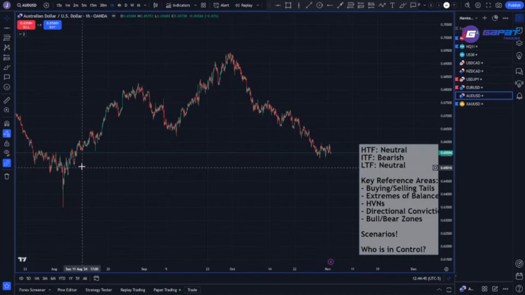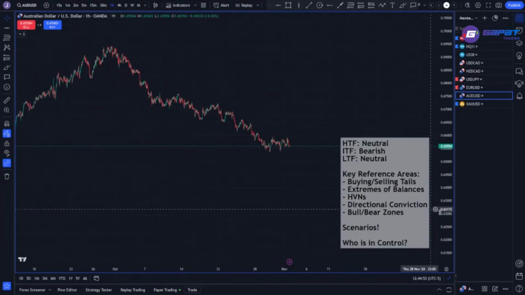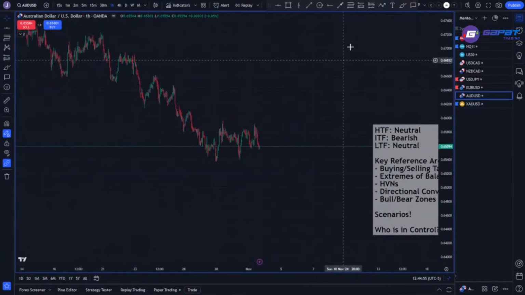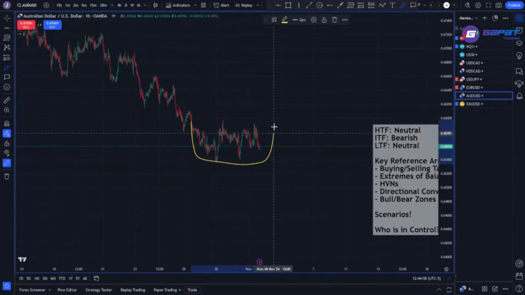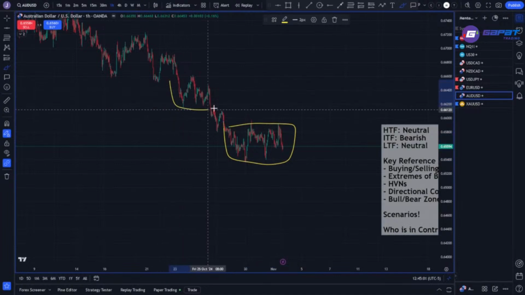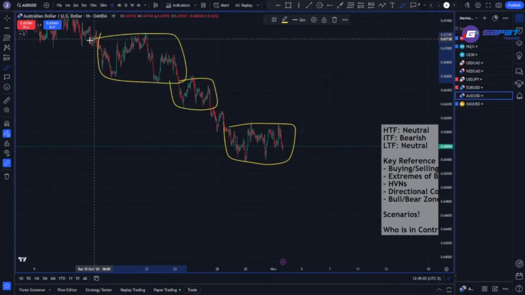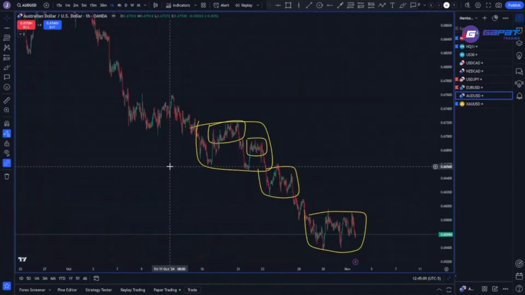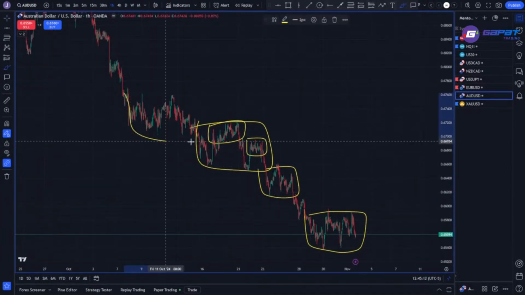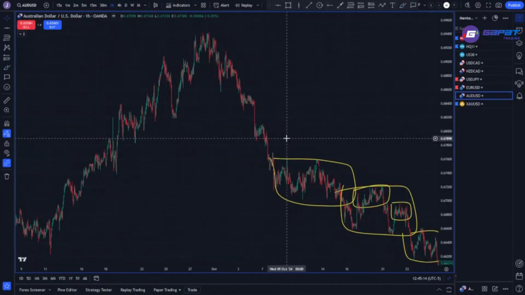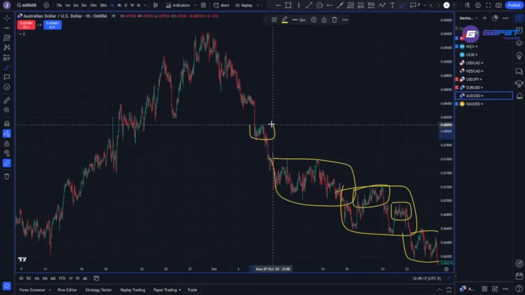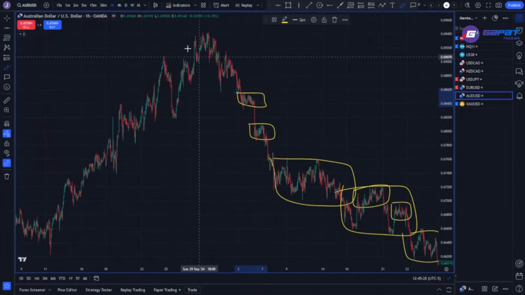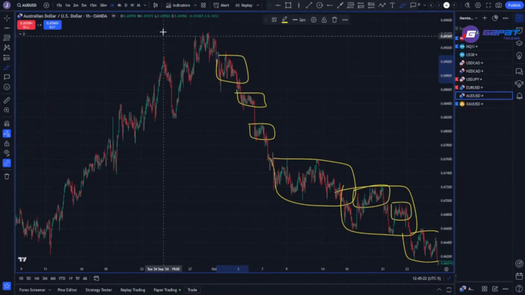But we have to mark out the important support areas to determine where the higher time frame could potentially step back in. Okay. Let's do our key reference areas. And I'm just drawing the boxes for you guys. I don't normally draw the boxes like this, and you don't have to either. I just find that it helps visualizing it a little bit better.